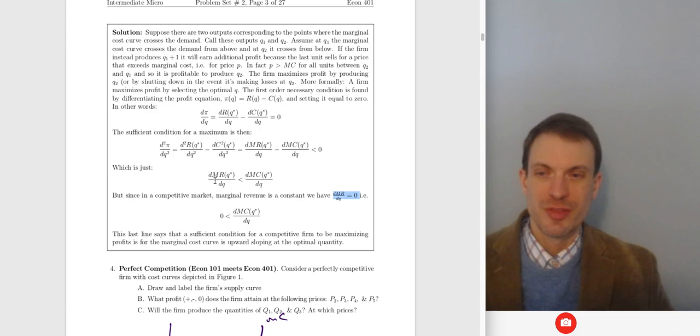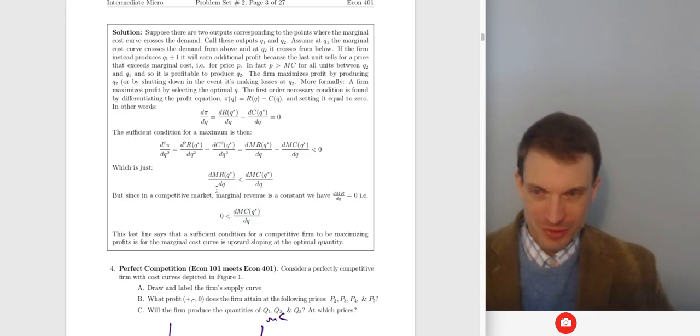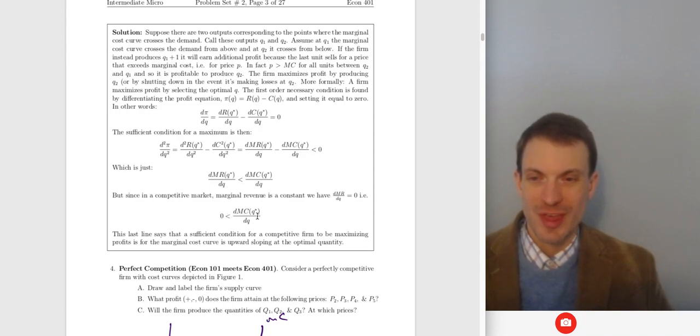Think of what derivatives are doing. Derivatives are saying, how is the function changing? Whenever you see a derivative, you want to think of rate of change. How's marginal revenue changing? It's not, right? So this is 0, which has a nice interpretation. Now if I replace this left-hand side with 0, my sufficient condition for a maximum is just that my derivative of marginal cost is positive, or that marginal cost is upsloping.